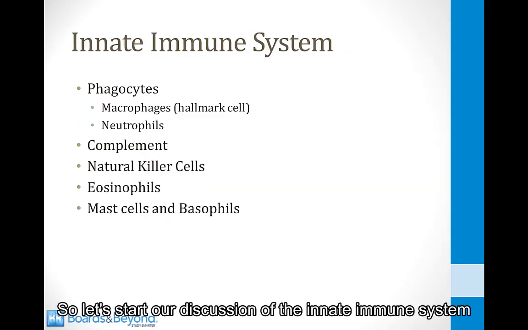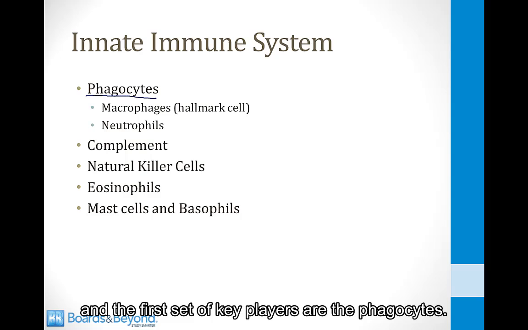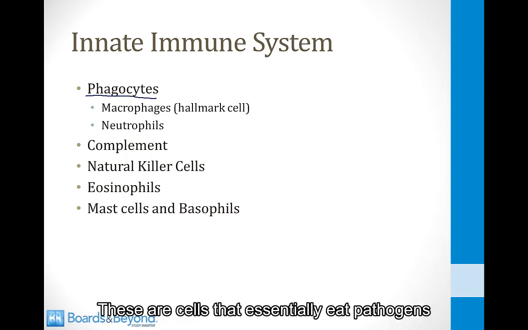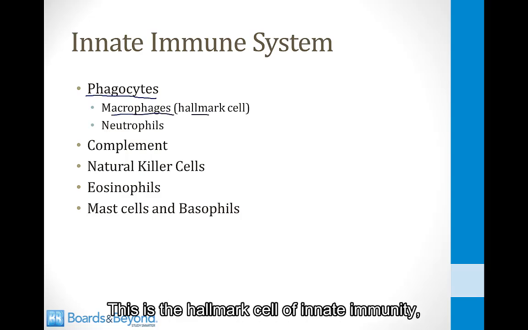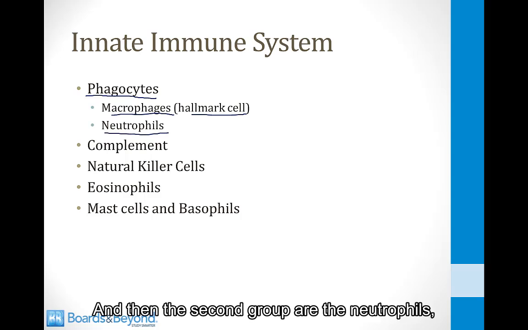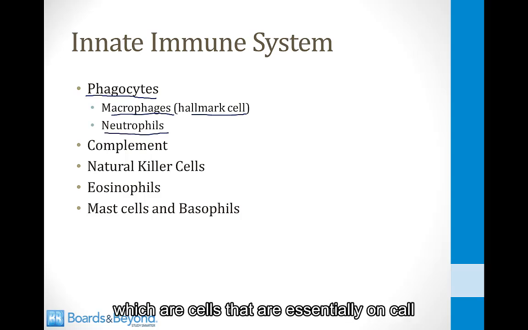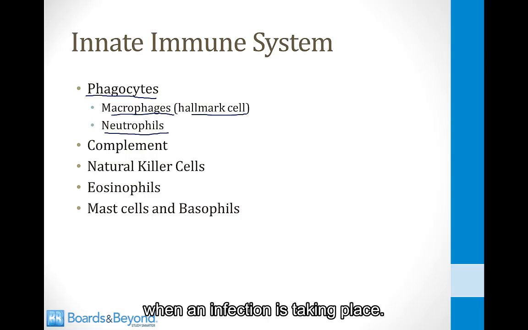So let's start our discussion of the innate immune system by listing the key players in this system. And the first set of key players are the phagocytes. These are cells that essentially eat pathogens that get inside the body. The first group are the macrophages. This is the hallmark cell of innate immunity, as we shall see. And then the second group are the neutrophils, which are cells that are essentially on call, and they can be called in to assist the macrophages when an infection is taking place.